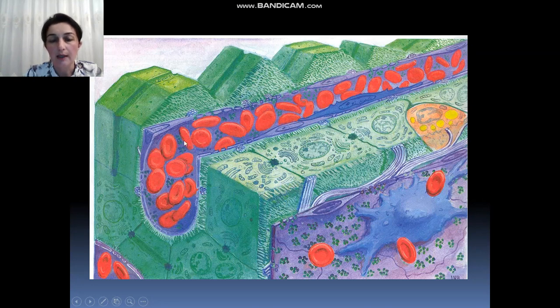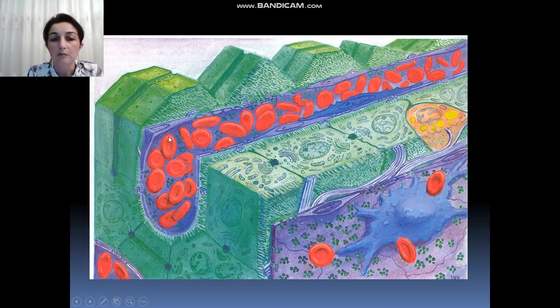Pay attention that these sinusoids, as we know, they are vessels, capillaries with large diameter. They are lined by sinusoidal cells. These are endothelial cells. Pay attention. These are elongated endothelial cells. Between these endothelial cells, we will have gaps, fenestra.